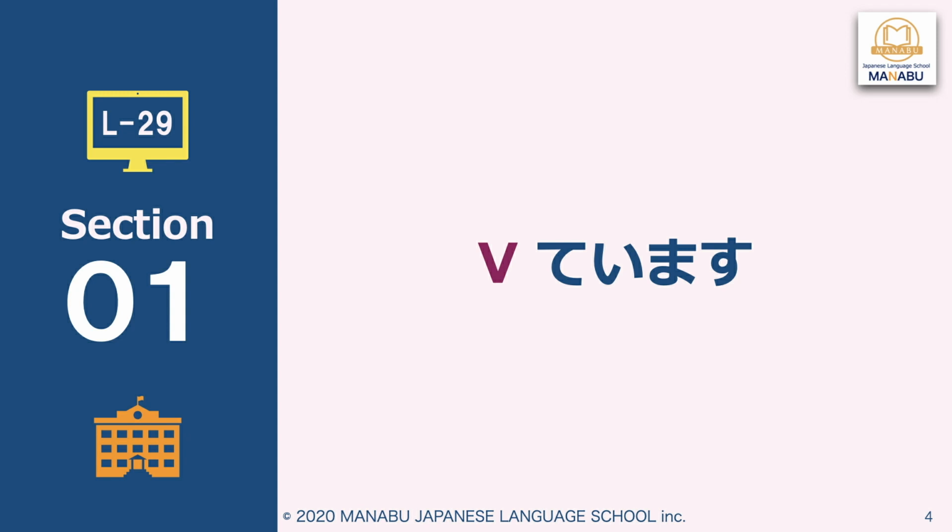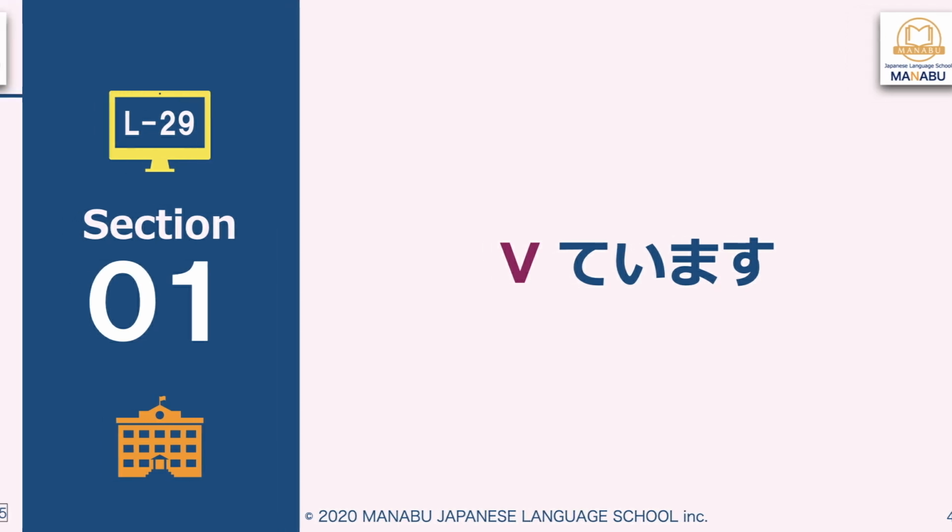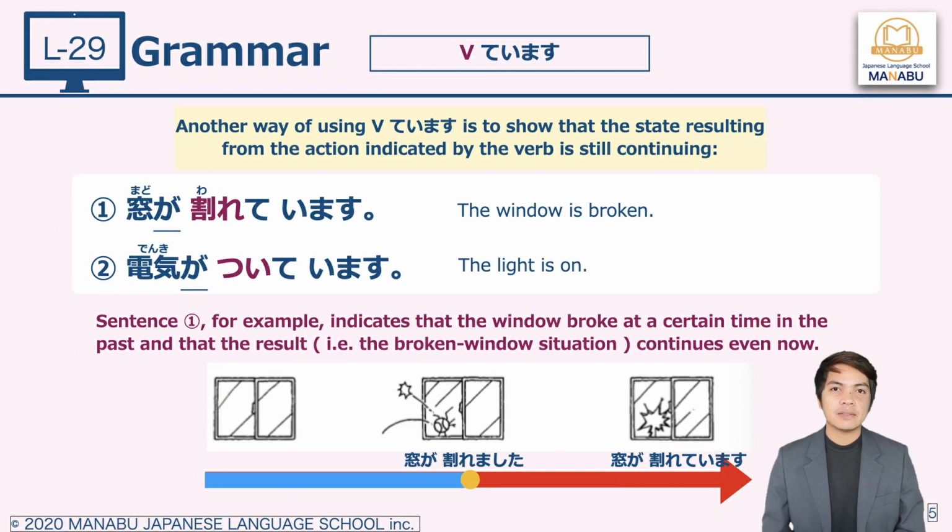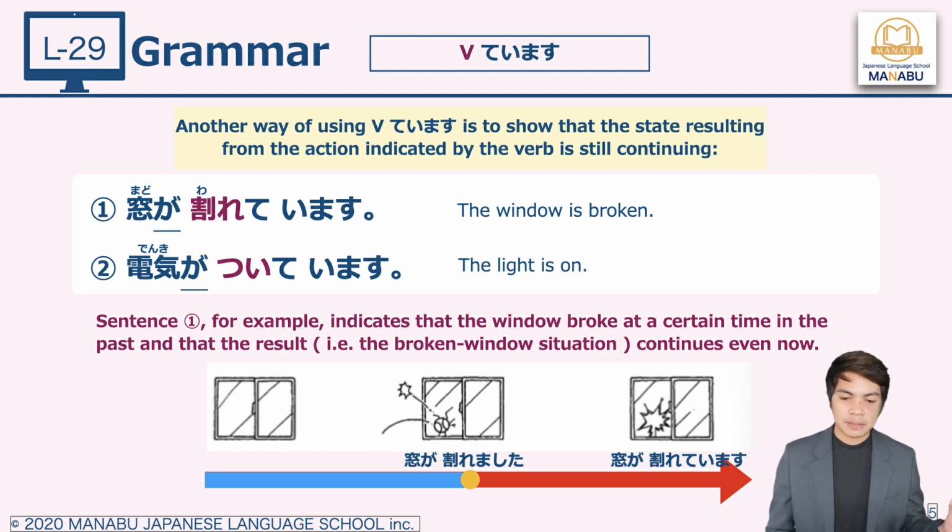Grammar point number 1, verb te imasu. So in this lesson, we will learn the other way of using the verb te imasu. So the verb te imasu in this lesson is to show that the state resulting from the action indicated by the verb is still continuing.